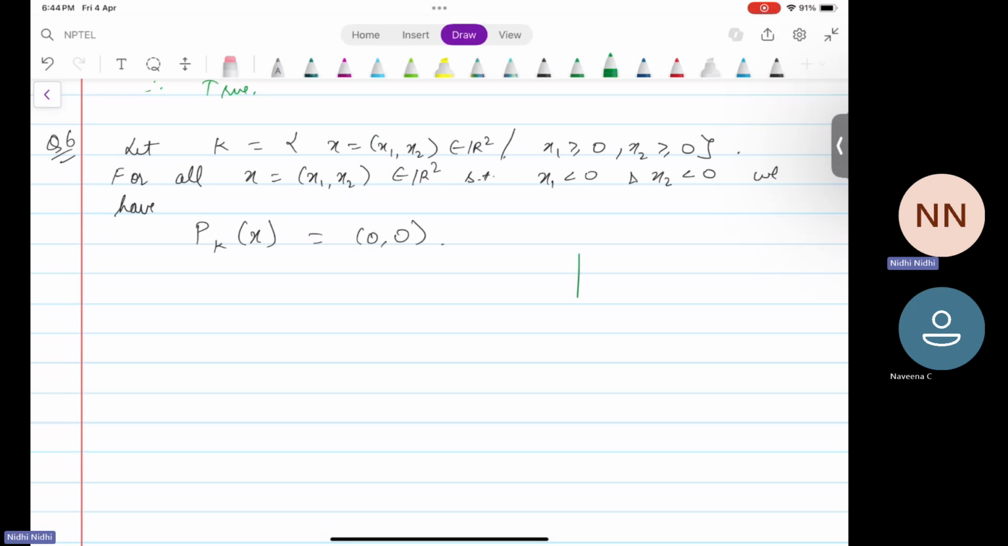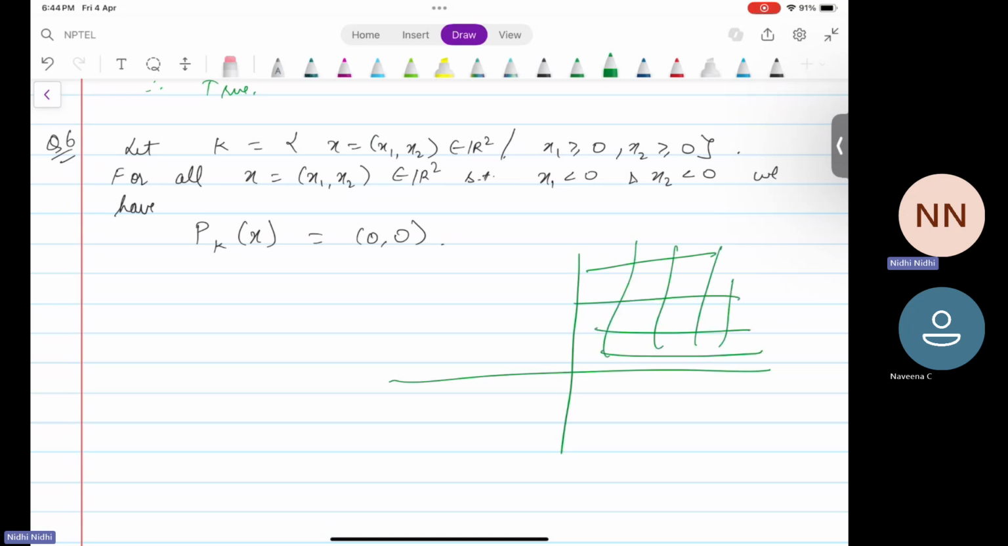So let's see. This is our K, and they're saying that if I take any point from the third quadrant, where both the x and y coordinates are negative, in that case PK, the nearest point in K from this point (x, y), should be 0. Let's see if this holds or not.